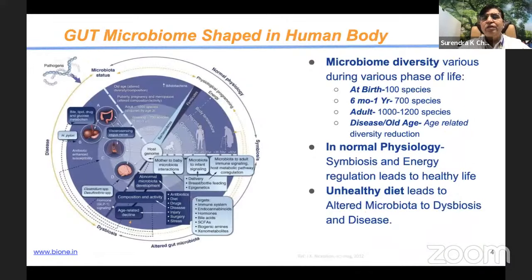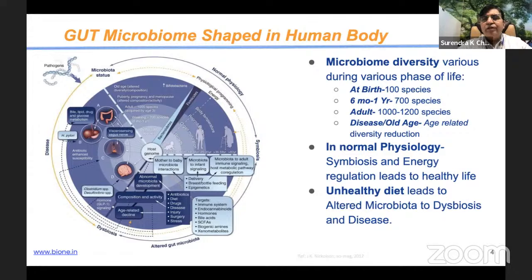Now, if you look at how the microbiome works across various stages of life, at birth we have very few species. As we start growing, we start acquiring these species. By one year we have almost 700 species. In the adult phase, we have somewhere between 1,000 and 1,200 species, again depending on the person's diet habits and lifestyle. As we age or have a disease, an age-related decrease in diversity happens in the human gut.